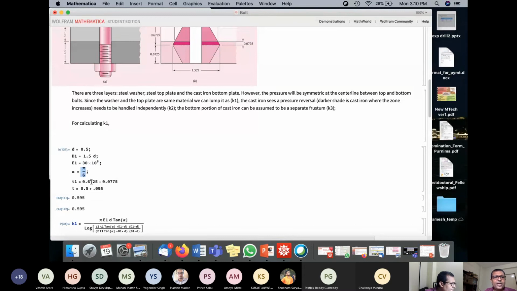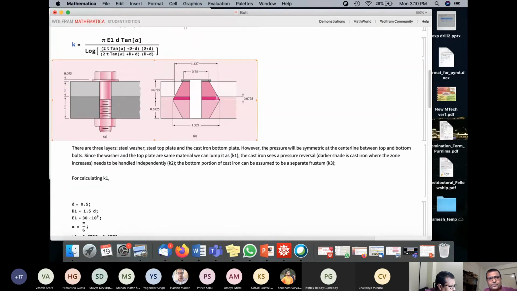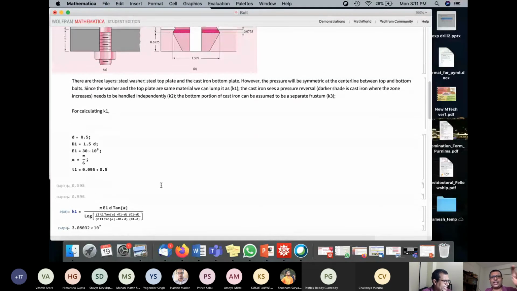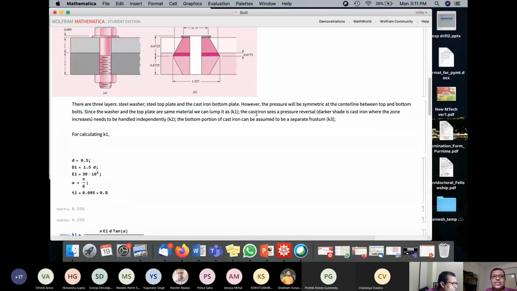Alpha is 30 degrees, and this T1 is basically the steel washer plus the top layer of the steel, 0.095 plus 0.5. To avoid confusion, I'll just put 0.095 plus 0.5. That's my first section, which is just the washer and top plate, because they're all the same material. I can club it as one.